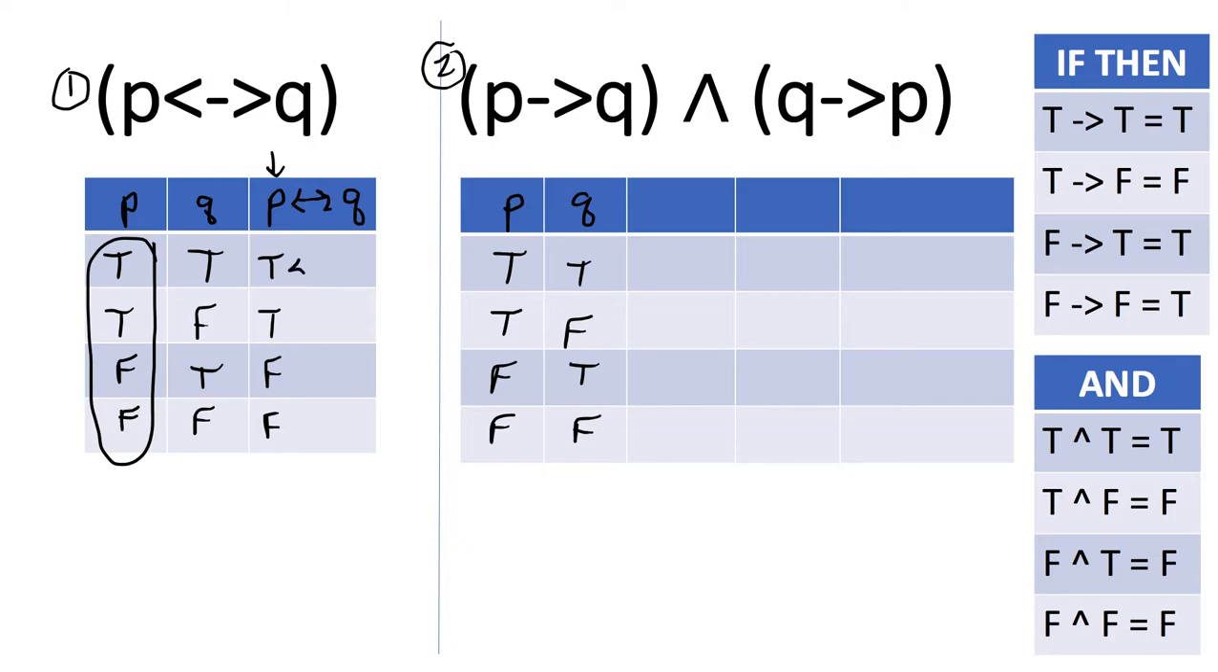I'm going to put my double arrow and then I'm going to copy the Q values. So T, F, T, F. Then we're going to use our chart to determine our answers. Now this is an if and only if, and I don't have the if and only if chart right handy here, so I'm going to go back and let you take a quick look at it.